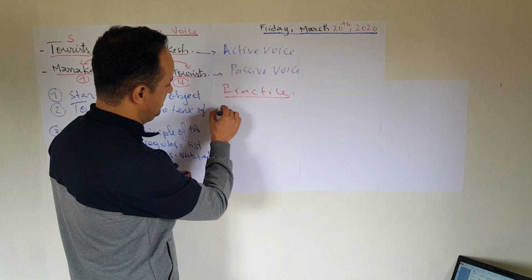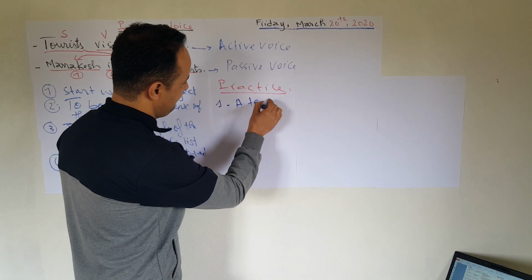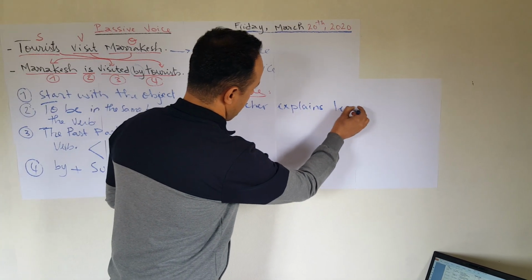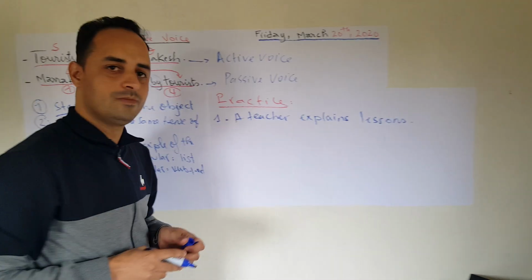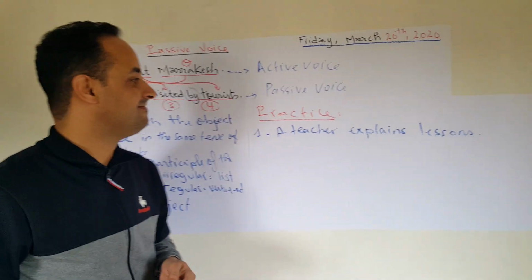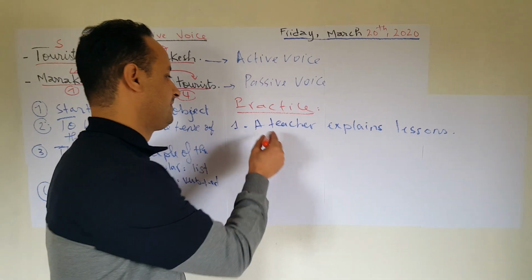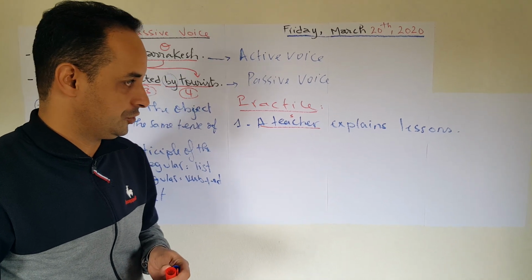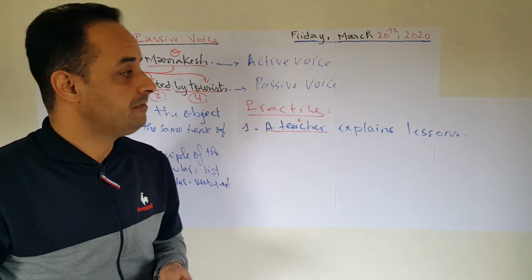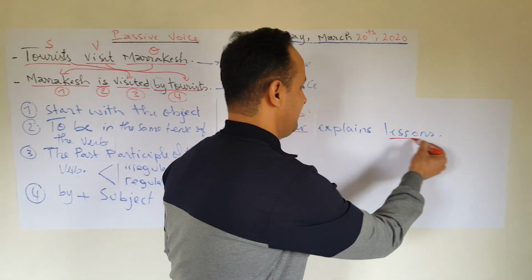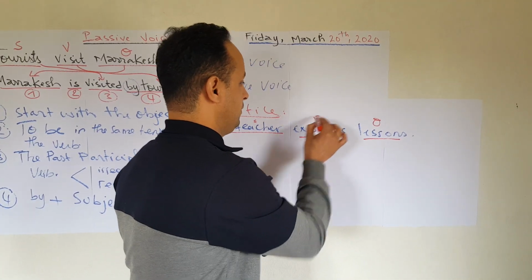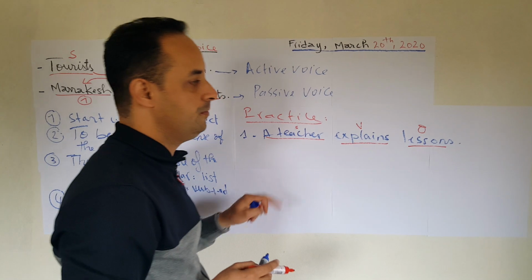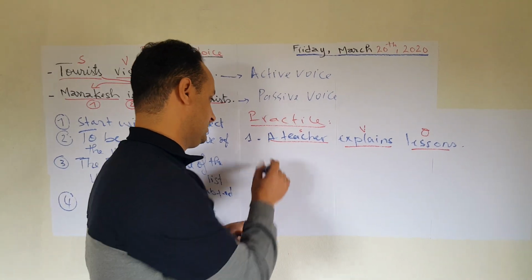Let's look at this example, number 1. A teacher explains lessons. So in this sentence, where is the subject? A teacher. Very good. Because we say who explains lessons, then the answer is a teacher. What does a teacher explain? Lessons, that's the object. And explain is the verb. So the first step, we start with the object. So we're going to bring lessons to the beginning of the sentence.